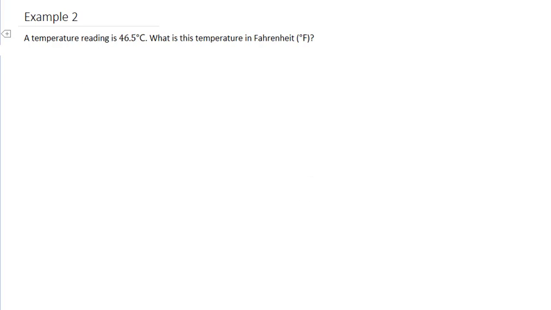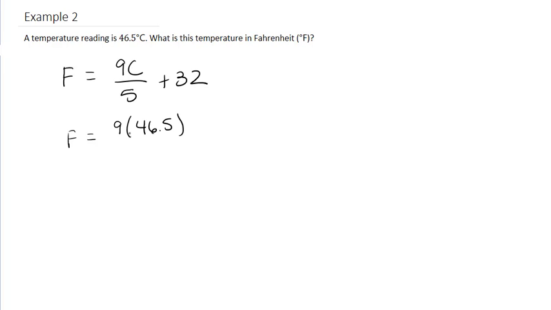Example 2. A temperature reading is 46.5 degrees Celsius. What is this temperature in Fahrenheit? So to solve this problem, we have Fahrenheit, which is equal to 9C over 5 plus 32. So we will put 9 times 46.5 divided by 5 plus 32. So let's get our calculators out.